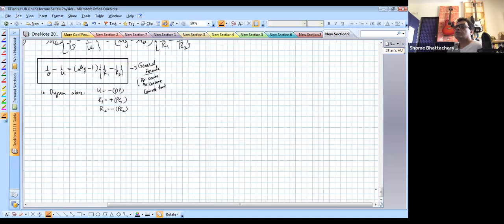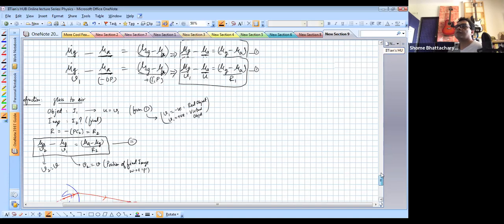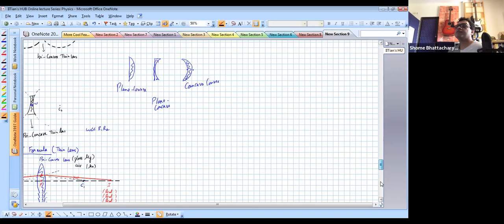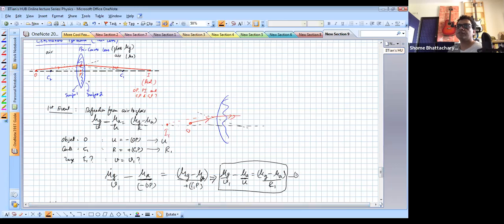So I'll just take you through the steps of the derivation once more. It is nothing but two refractions which are happening back to back. In this diagram, you can see the first refraction is happening from air to glass, where the object is actually O, and the image is this refracted ray inside glass. If you produce it back, it meets somewhere like this, I1, over here. So this is the first refraction. The first refraction is from air to glass.